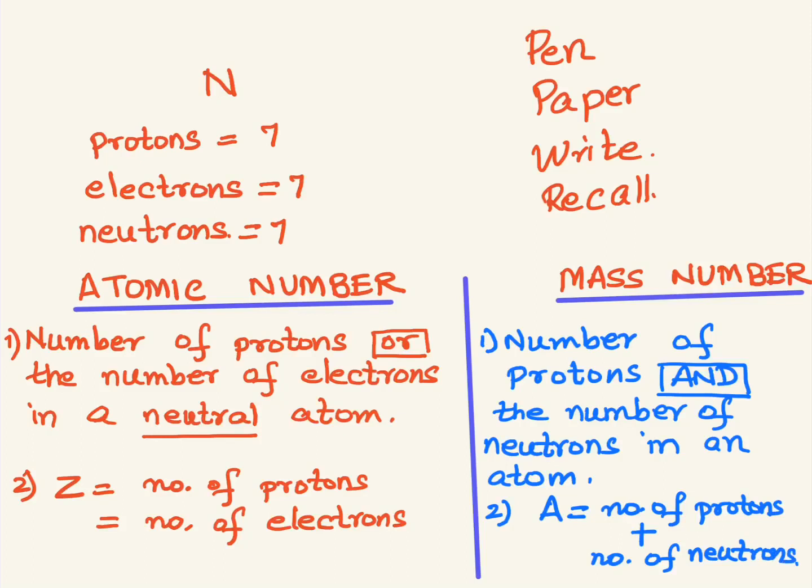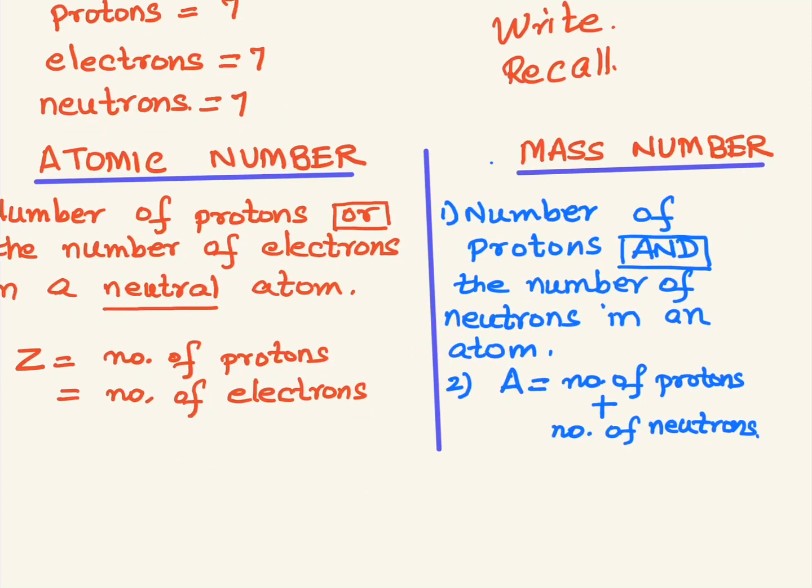Now my question to you is, why are we not including the electrons when we are talking about mass number? Try and leave your answer in the comment section and let me see how many of you are able to answer this question. Is there any other difference that you know between atomic number and mass number?